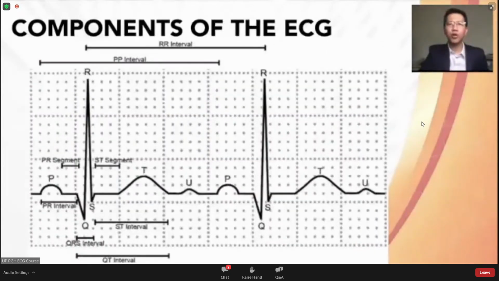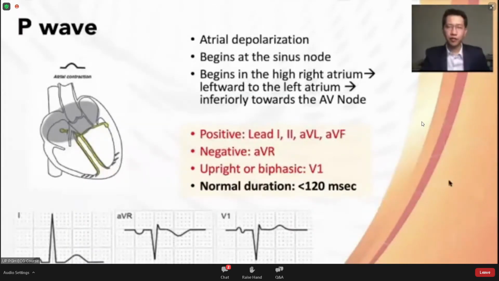Now let's look more closely at the components. The first waveform that we can discuss is the P wave. One of the most important aspects of the ECG tracing is to check for normality of the P wave, which might be the first clue to the presence of sinus rhythm.